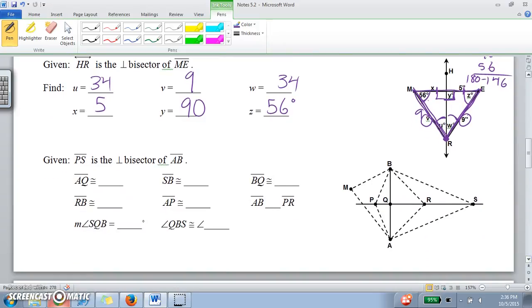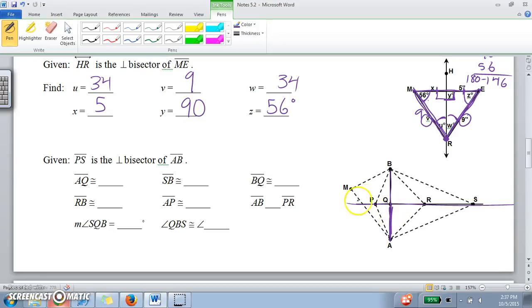Here we've got PS as the perpendicular bisector of AB. So this line is cutting this segment in half. We've got a bunch of segments on here and a couple angles. We've got to decide what the relationship between all of these pieces are, which ones are congruent to which. So it says AQ, which is right here, is congruent to what?